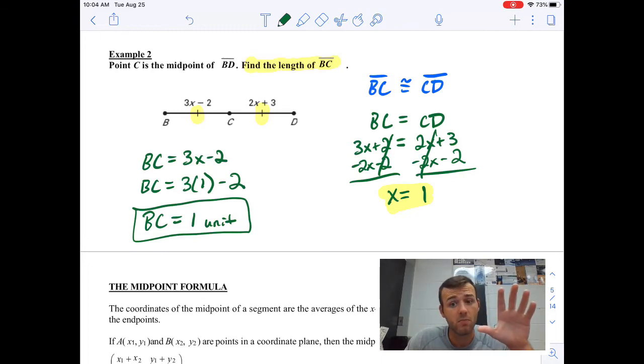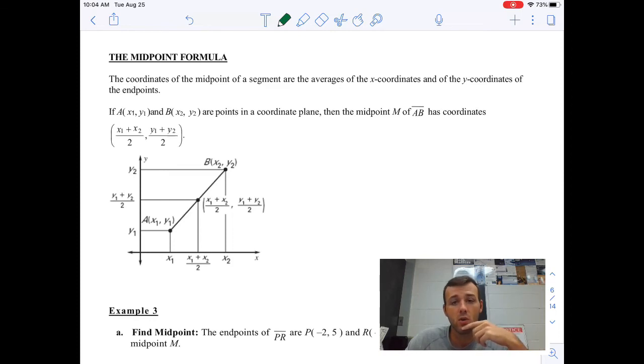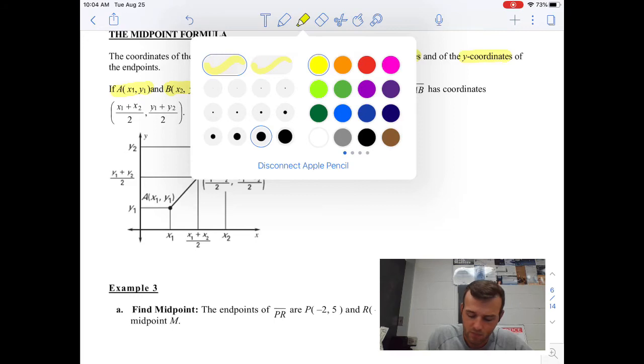We did see segment addition postulate like I thought we would, and now we're going to specifically focus on midpoint in the coordinate plane. So the coordinates of the midpoint of a segment are the averages of the x coordinates and the y coordinates of the endpoints. So we're given two endpoints, and if I want to find the middle, I want to find the average of their coordinates. So if A is x1, y1, and B is x2, y2 on the coordinate plane, then the midpoint M of segment AB has the coordinates, and we got this nice old midpoint formula.